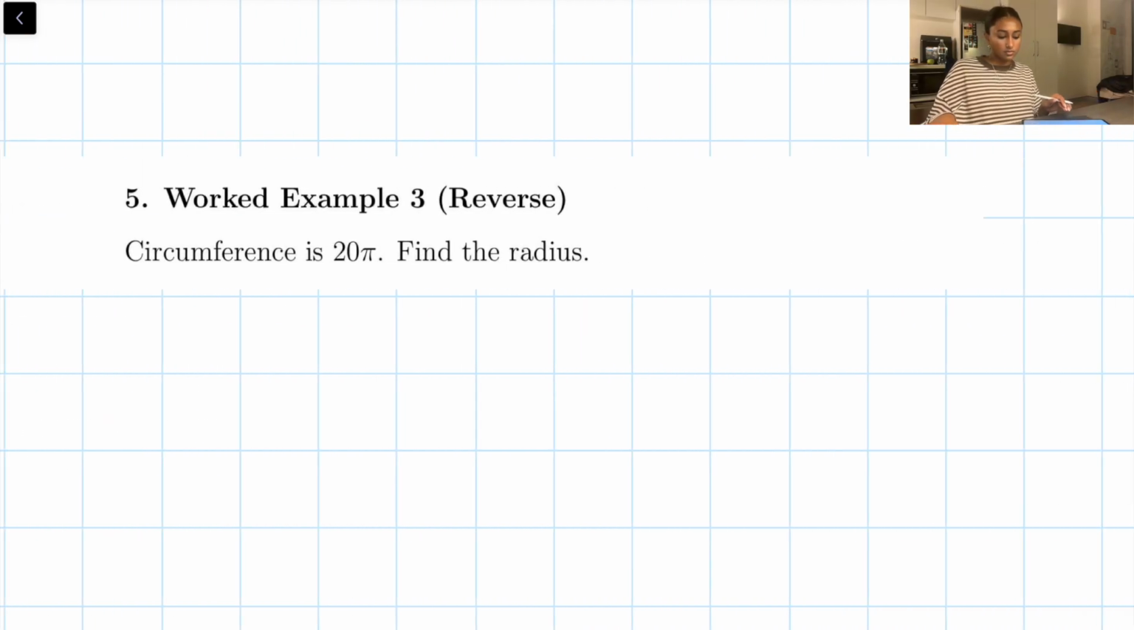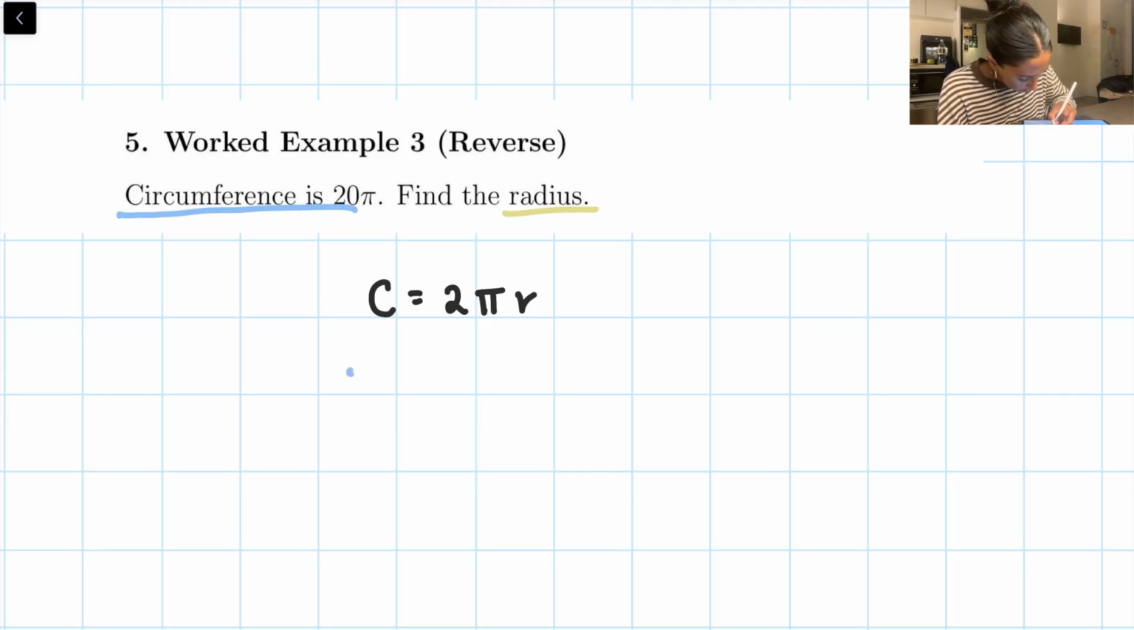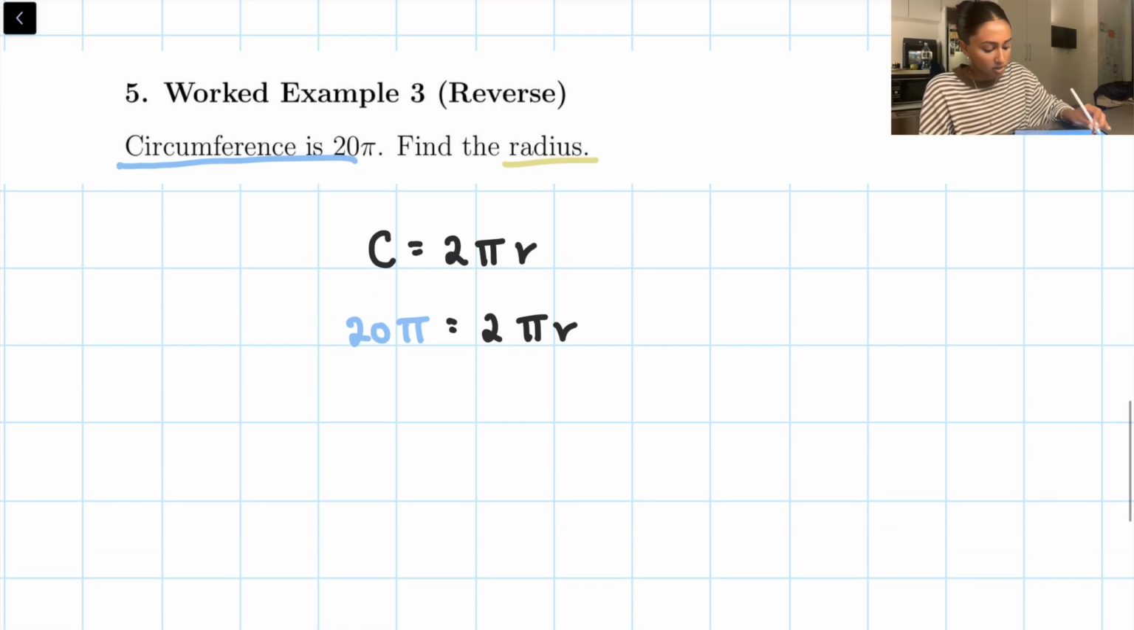Moving on. Okay, this one's even more different. The circumference is 20 pi. Find the radius. So always start with writing down the formula. C is equal to 2 pi r. And if you're given the circumference, 20 pi is equal to 2 pi r, and then you would just solve for r. So from here you can start by dividing both sides by 2 pi.